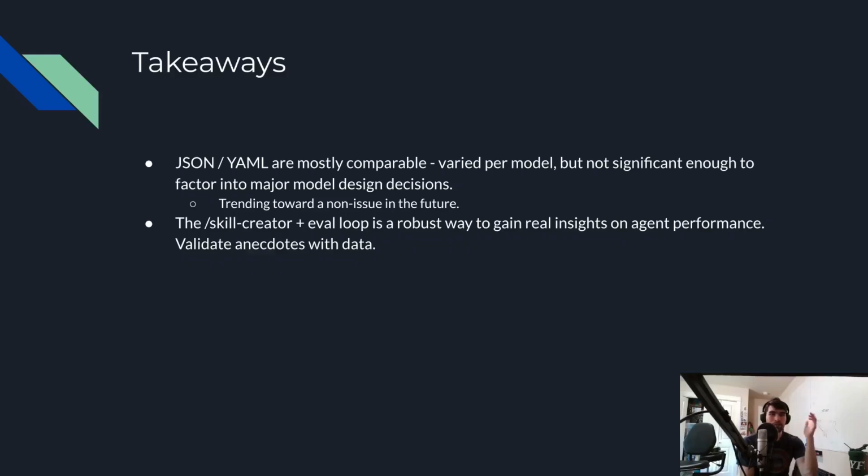All right, so what are the takeaways? Well, these experiments have shown that JSON and YAML are mostly comparable. I think there's a little bit of variance per model, but honestly, I don't think it's significant enough that you should make major design decisions around your architecture to err towards one or the other, specifically for a model's case. I think long term, it seems like most models are trending towards this becoming a non-issue to worry about. So just use whatever format works best for you.